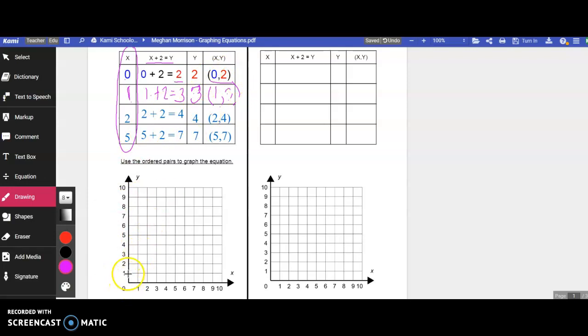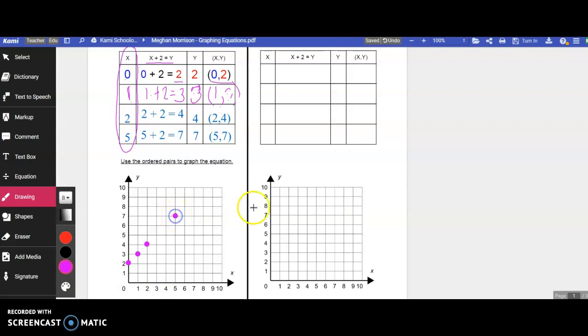I'm not going to go anywhere. I'm just going to go up to 2. I should say I'm not going to go to the right. I'm just going to go up 2. Next, 1, 3. Over 1, up 3. Next one, 2, 4. Over 2, up 4. And then the last one I did, over 5, up 7.